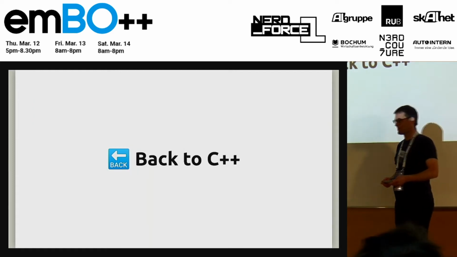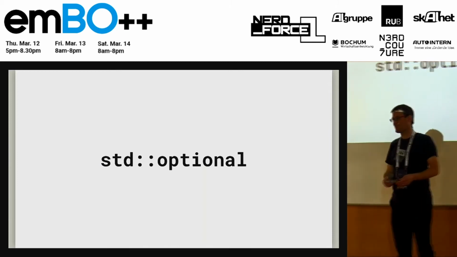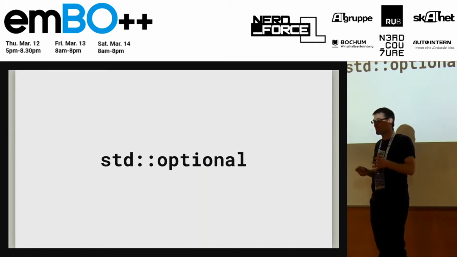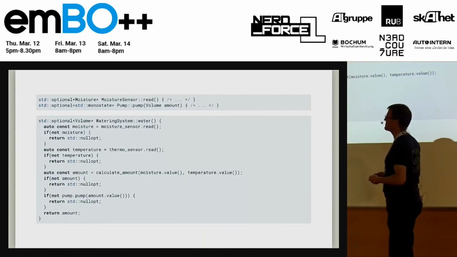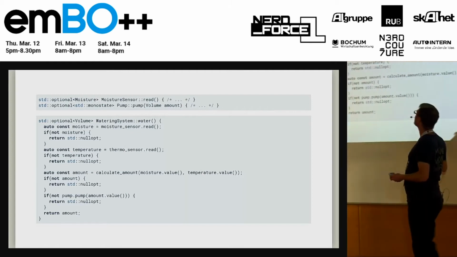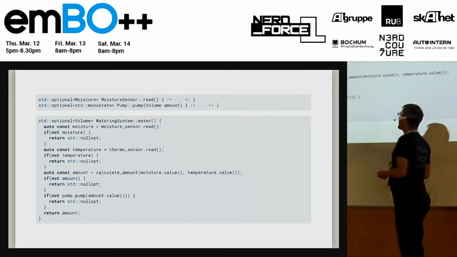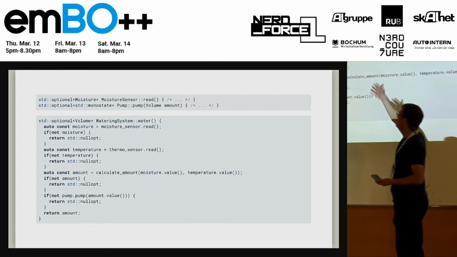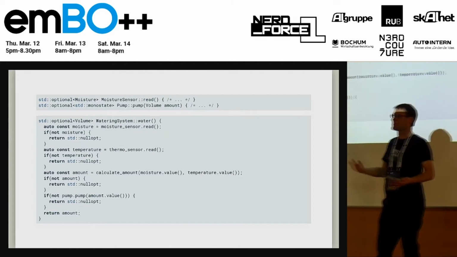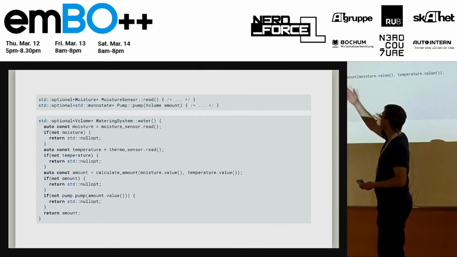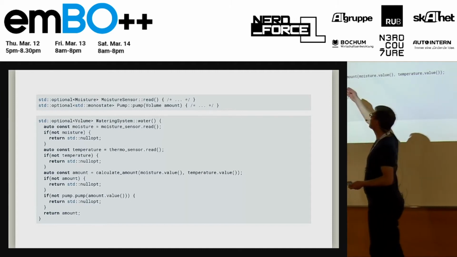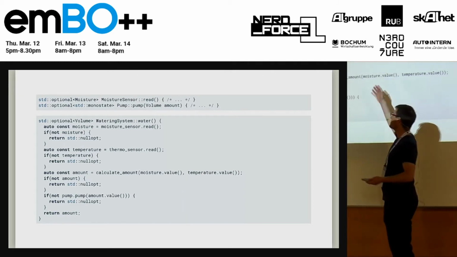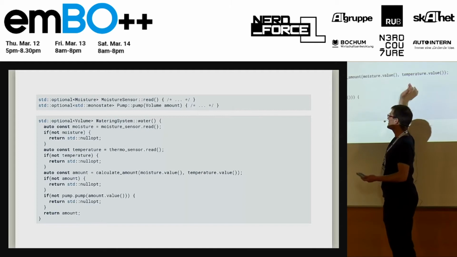Now back to C++. In C++17 we got std::optional, which is almost the same thing as a Maybe, or something similar. So I could implement my function with Maybe. It doesn't look that bad. I call my moisture sensor read function, I get an optional moisture back. I look, is the moisture valid or not, and if it's not valid, I return the nullopt, which is the nothing, and if it's okay I go on, and then I calculate and use the values I got here, and so on.